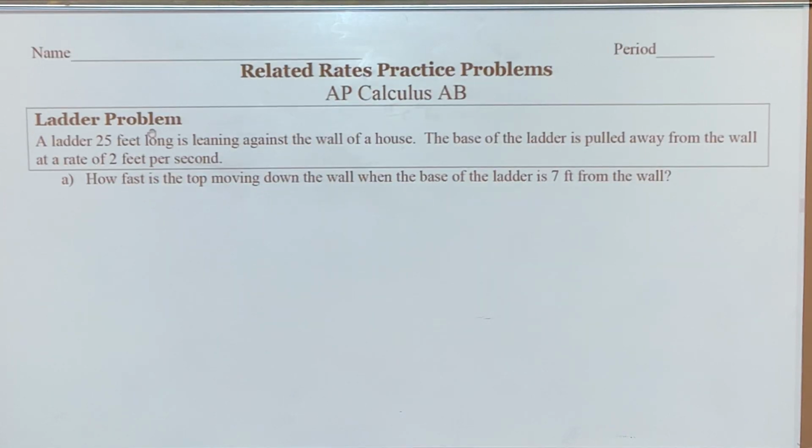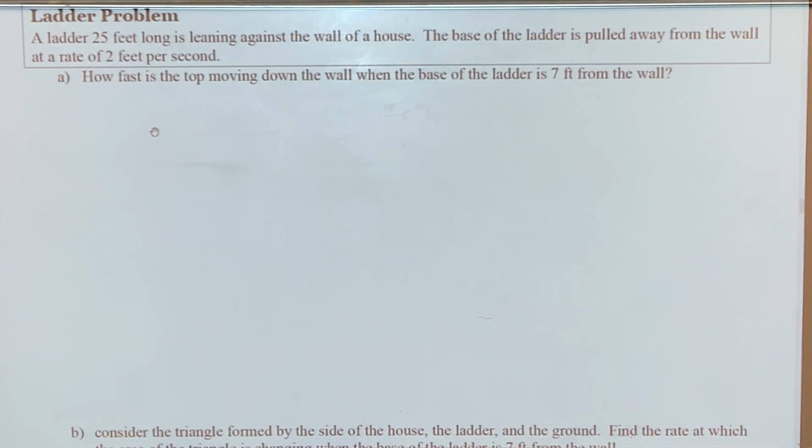Okay, so let's check out the ladder problem. The ladder problem says a ladder 25 feet long is leaning against the wall of a house, and I think it's going to be helpful for you to draw a decent picture. The base of the ladder is pulled away from the wall at a rate of 2 feet per second. So slowly pulling it apart, 2 feet a second.